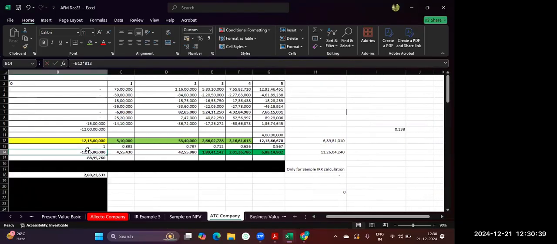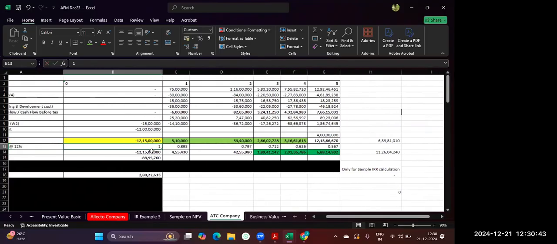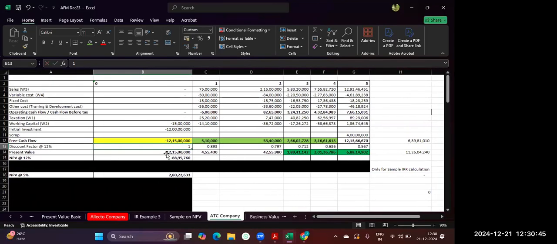Then my cash flows multiplied by discount factor will give me the present value. Yes or no? Yes, sir. And the total of everything from year 0 to year 5 is nothing but my NPV. So is my NPV positive or negative? Negative. That means should I take the project or not take the project? No.